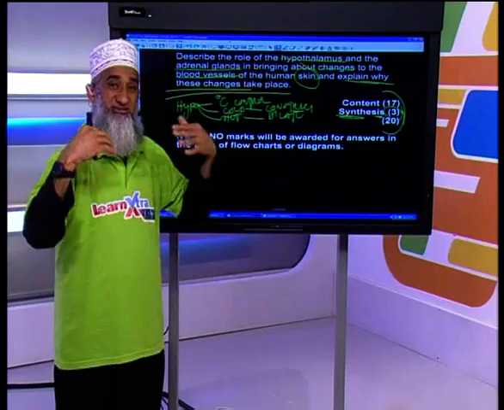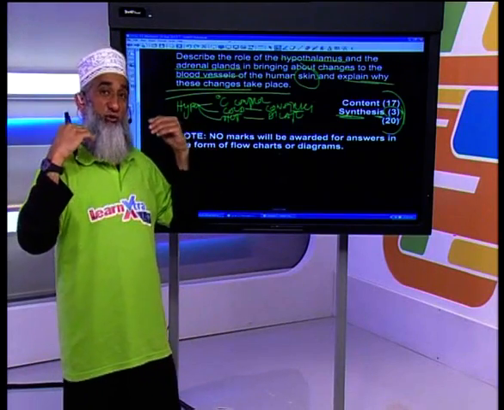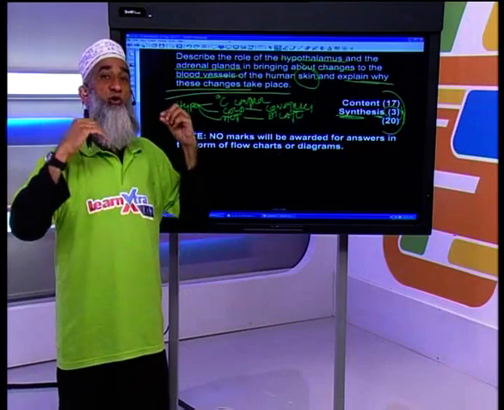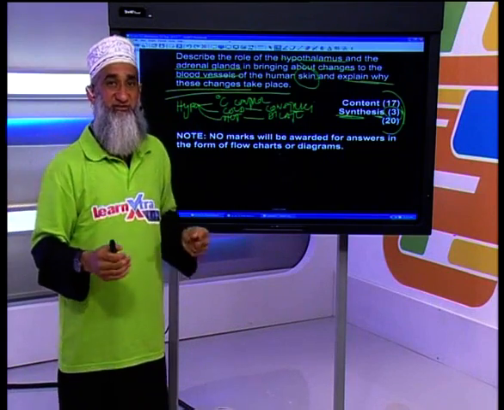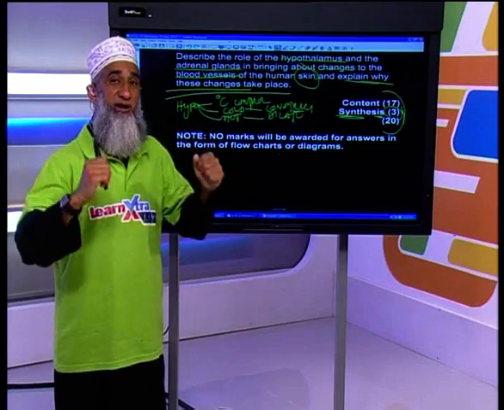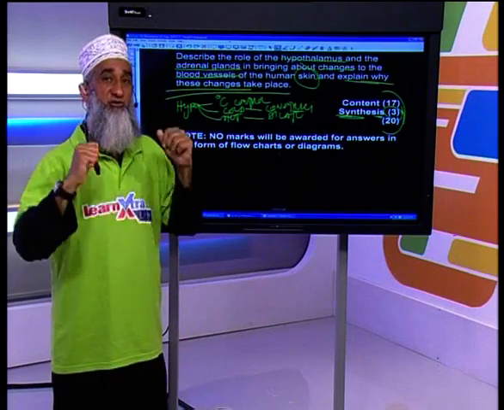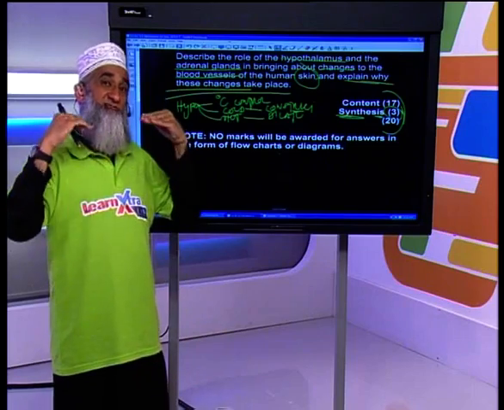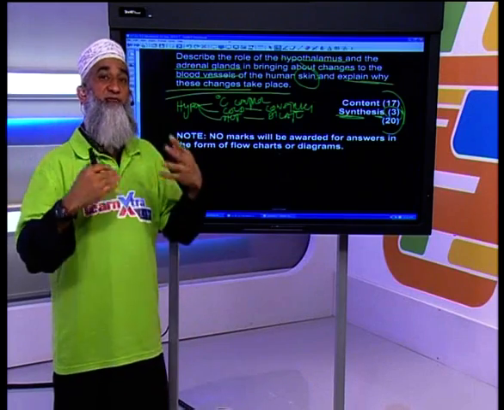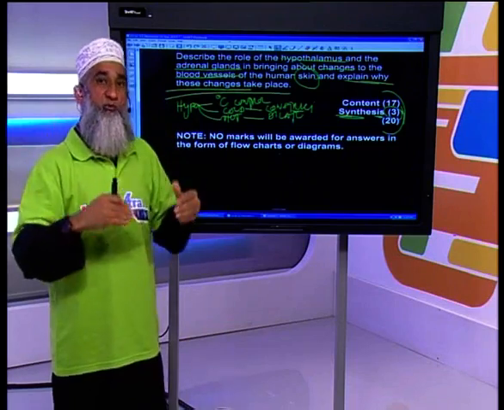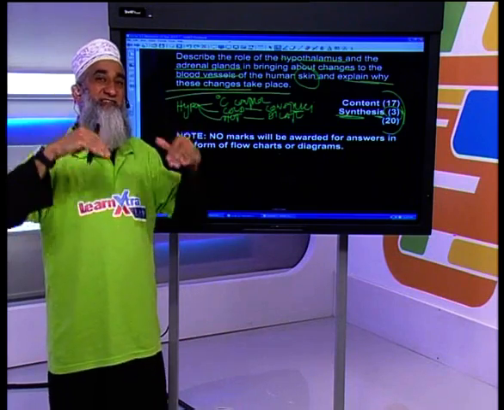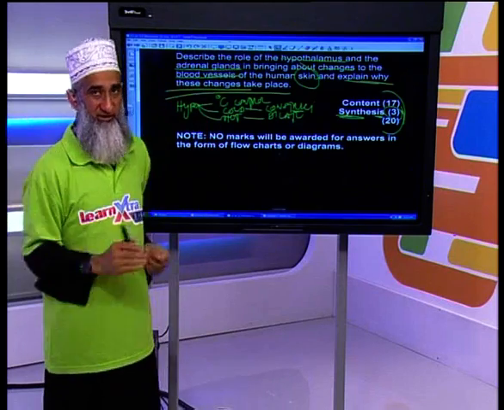Obviously, they will constrict on a cold day, so less blood goes to the surface of the skin, so therefore less heat goes to the surface of the skin, therefore less heat will be lost by conduction, convection, and radiation. And less blood will go to the sweat glands, therefore the sweat glands become less active, we will sweat less, so less heat is lost by sweating and the evaporation thereof.